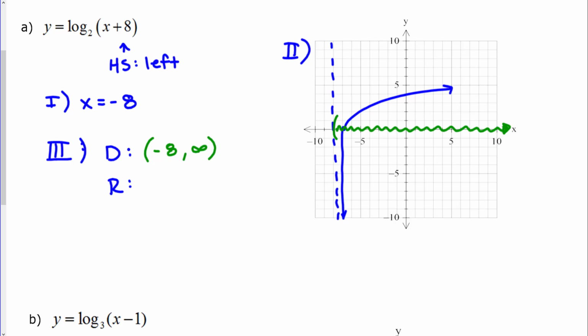The range, if you smash everything of this graph up against the y-axis, you're going to get something everywhere. It looks like here that the graph isn't growing very quickly, and that is entirely true, but it certainly will grow quick enough that eventually it'll get to positive infinity. So the range is negative infinity to positive infinity.